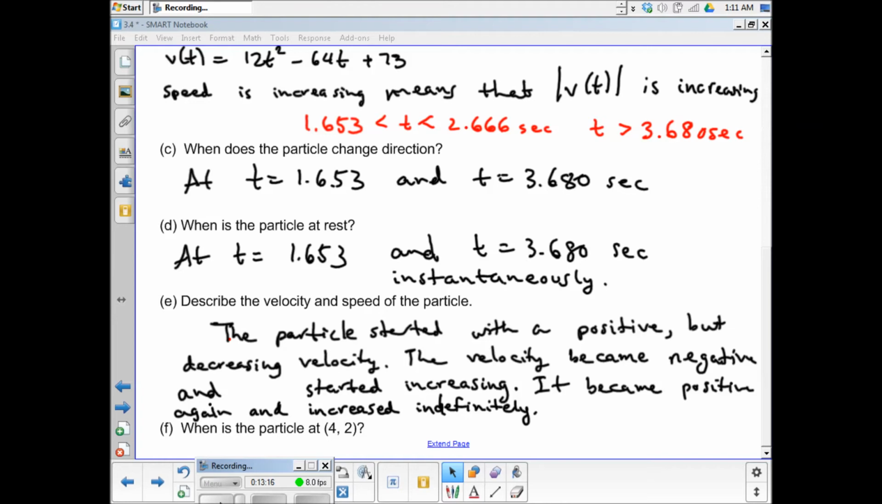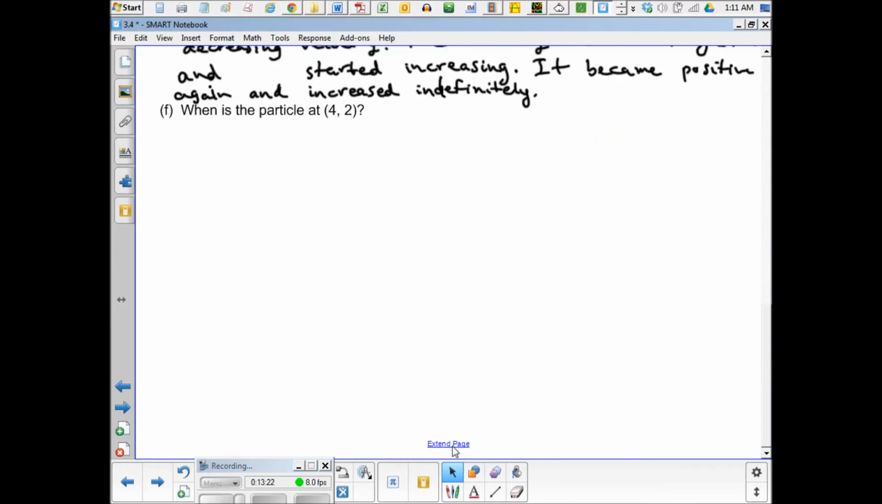The final question on this page is, when is the particle at 4, 2? So this is speaking of when is x of t equal to 4. So when is x of t equal to 4?